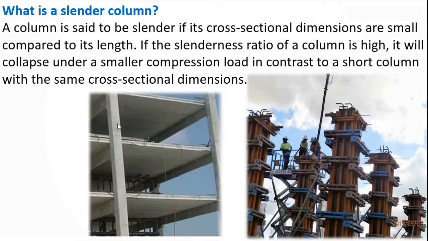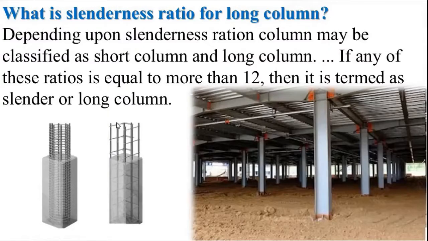And next one is, what is the slenderness ratio for a long column? Depending upon slenderness ratio, columns may be classified as short column and long column. If this ratio is equal to or more than 12, then it is termed as a slender or long column.